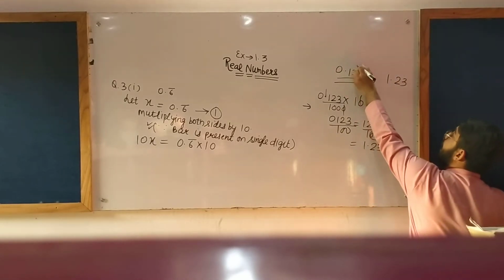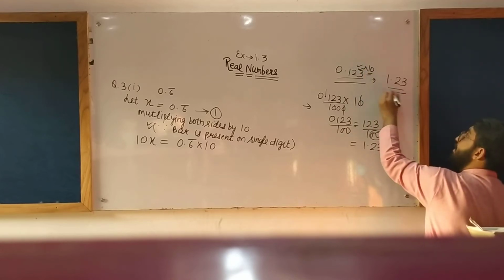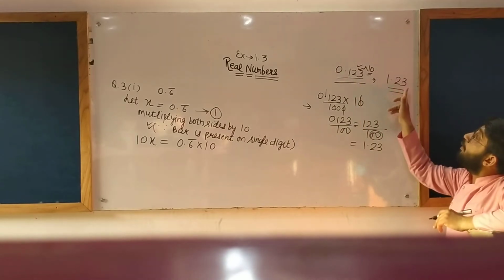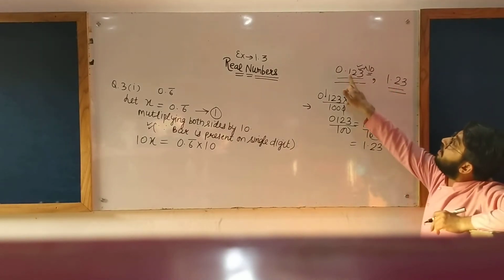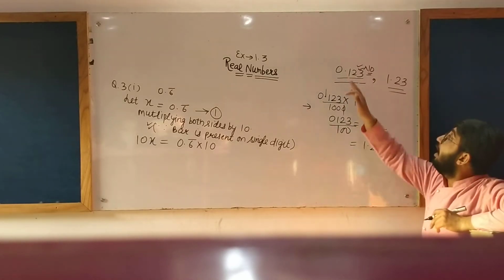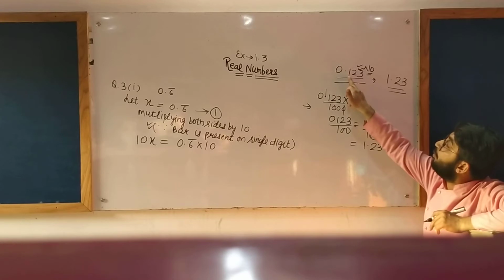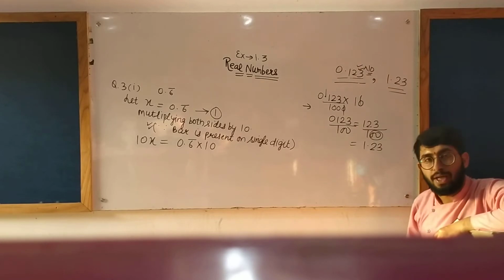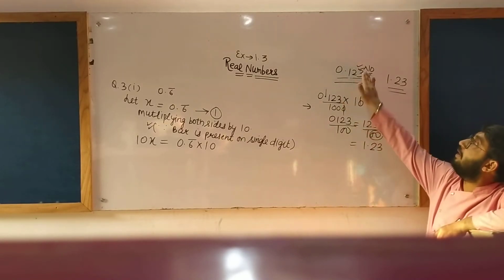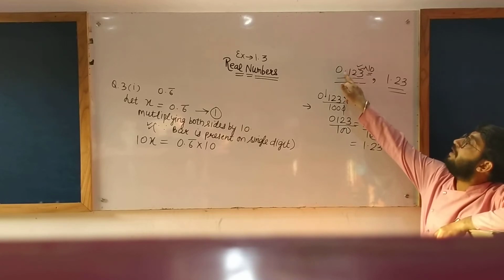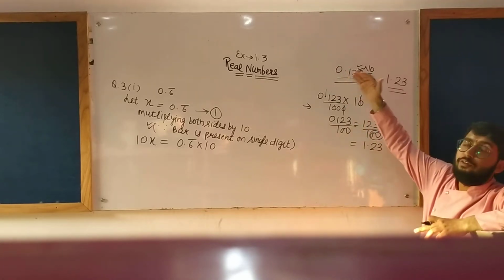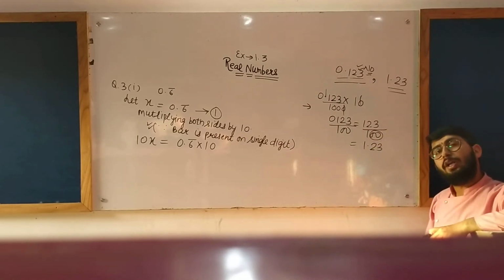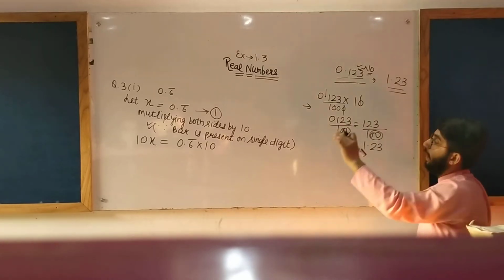What is the output when you multiply it by 10? What difference do you observe in these two numbers? It is 0.123 and it is 1.23. What happens? The very next digit after the point shifted from right to left, so it is 1.23. When you multiply a decimal number by 10, only a single digit after the decimal will shift from right to left. It will be 1.23.